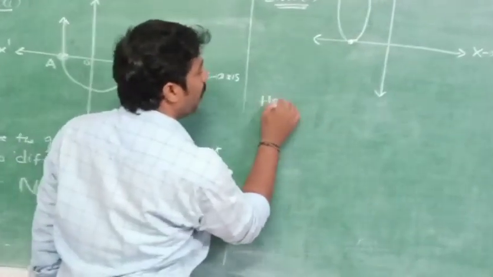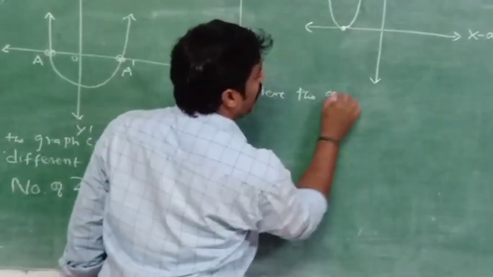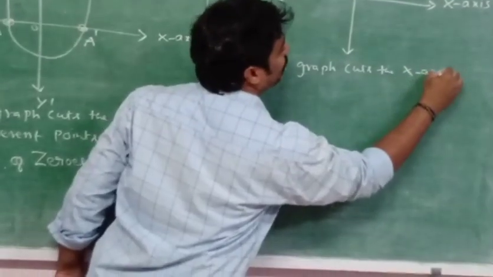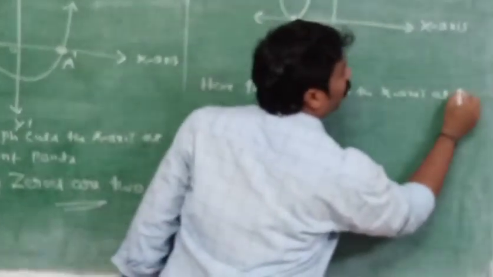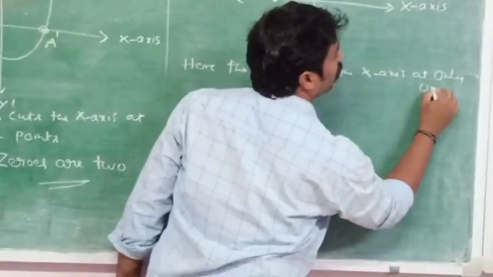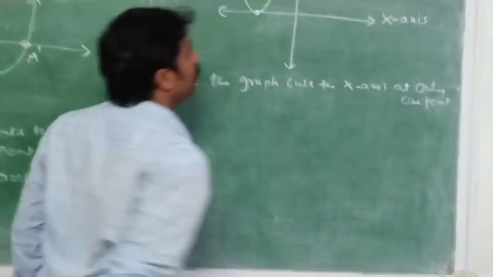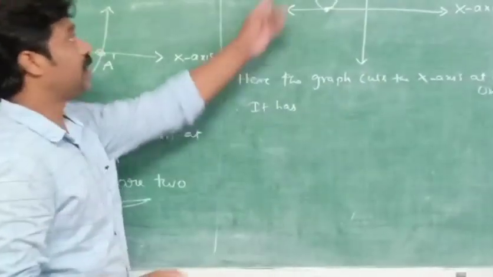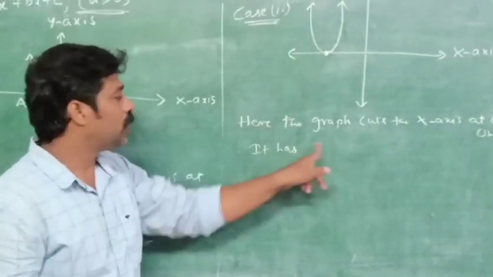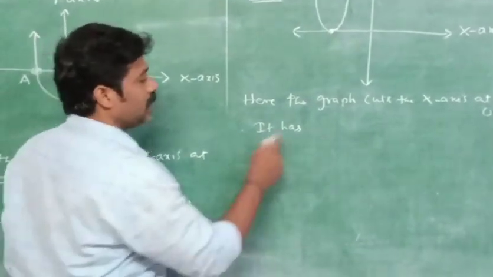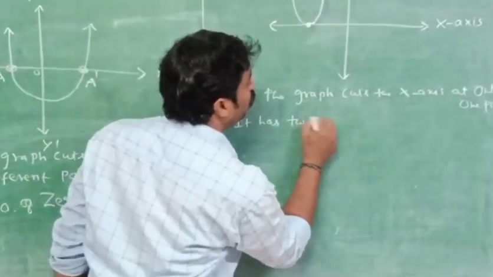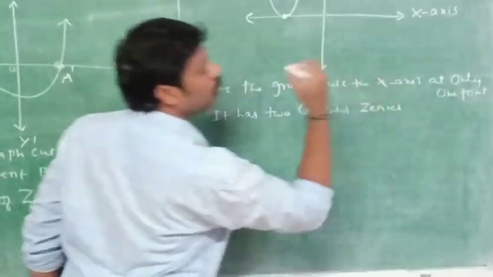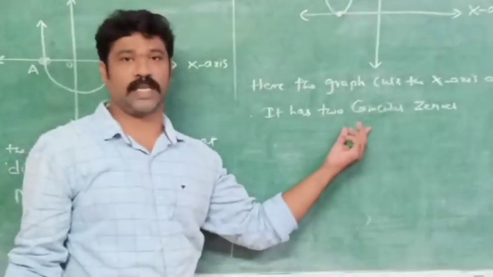So here the graph cuts the x-axis at only one point. So what we can conclude is, since it is a quadratic polynomial, we definitely have to get 2 zeros. So the 2 zeros must coincide. That is, it has 2 coincident zeros. So both the values are the same.